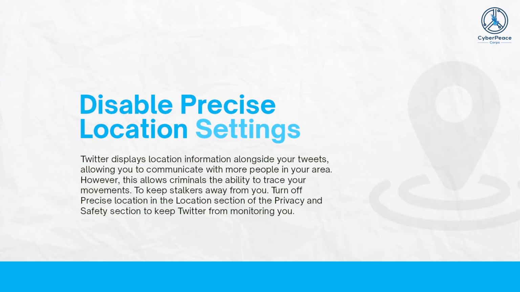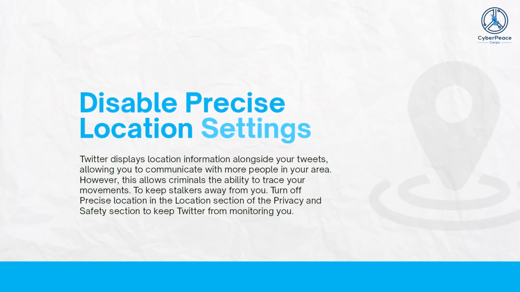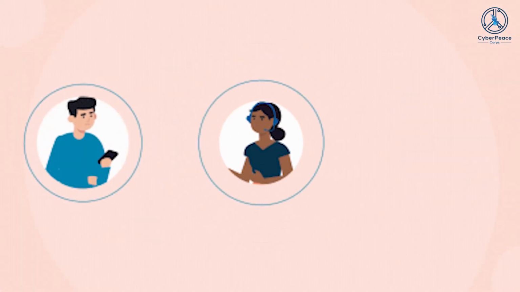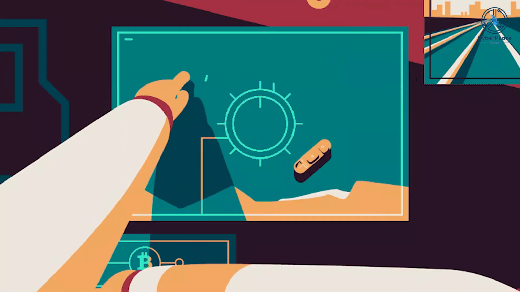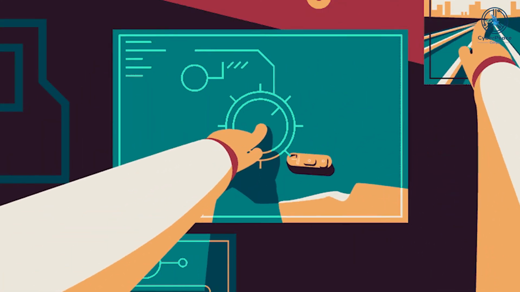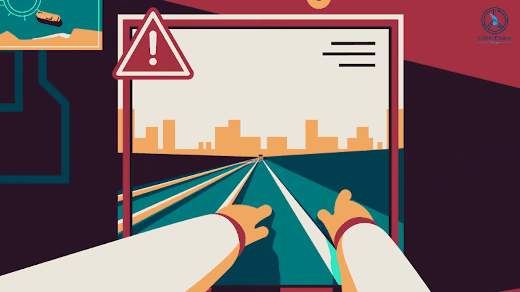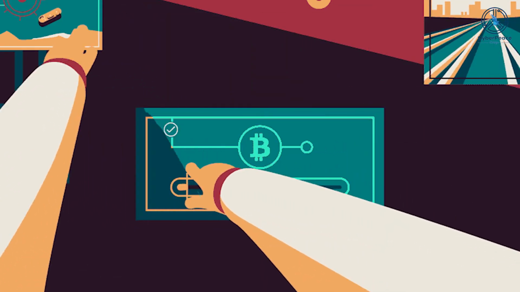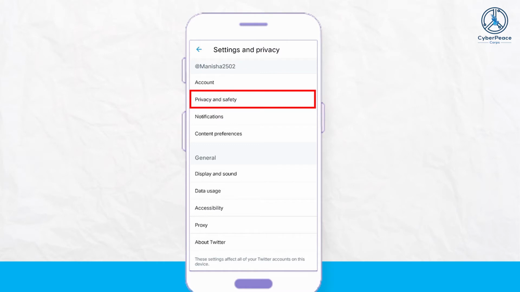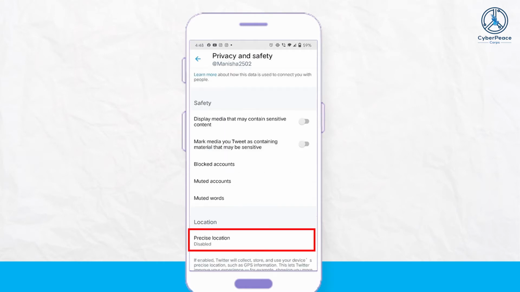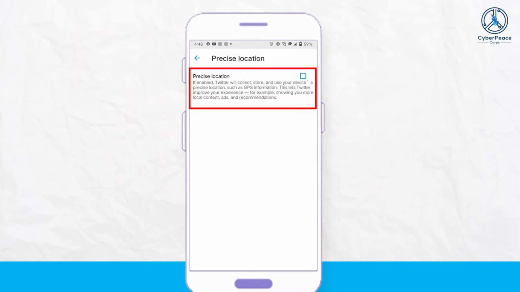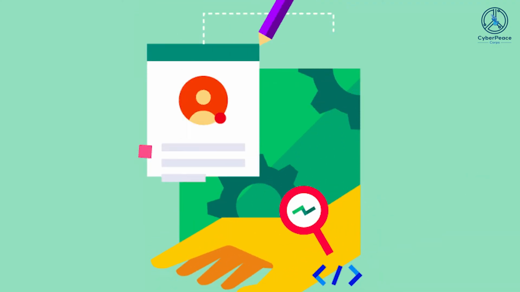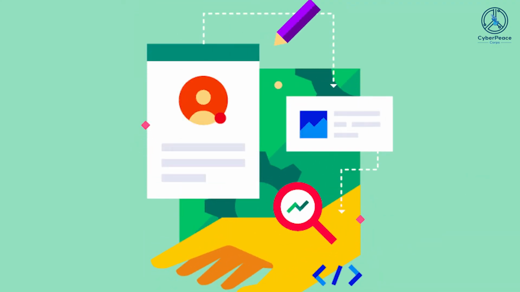Disable precise location settings. Twitter displays location information alongside your tweets, allowing you to communicate with more people in your area. However, this allows criminals the ability to trace your movements, so to keep stalkers away from you, turn off precise location in the location settings of the Privacy and Safety section to keep Twitter from monitoring you.